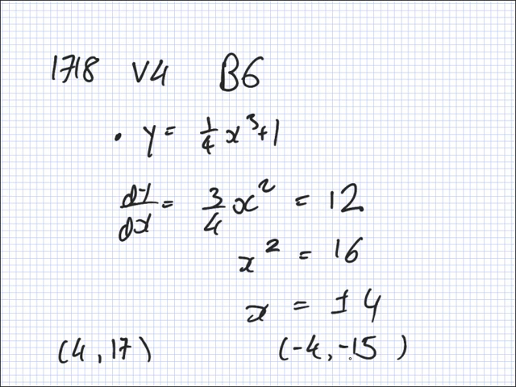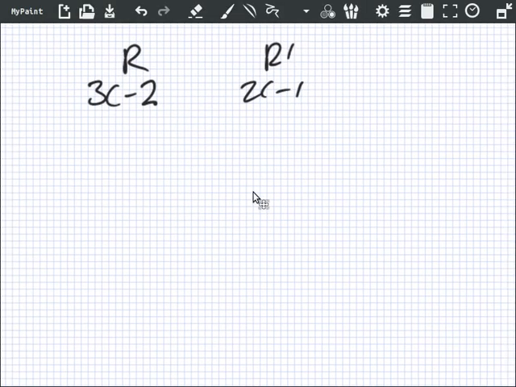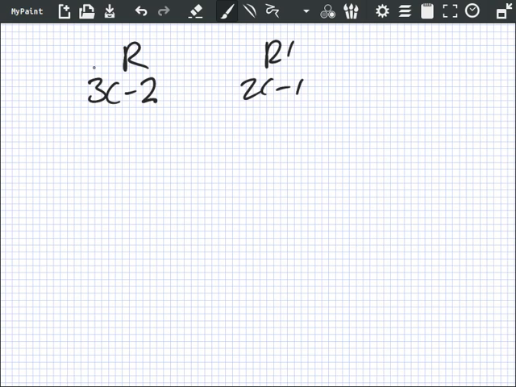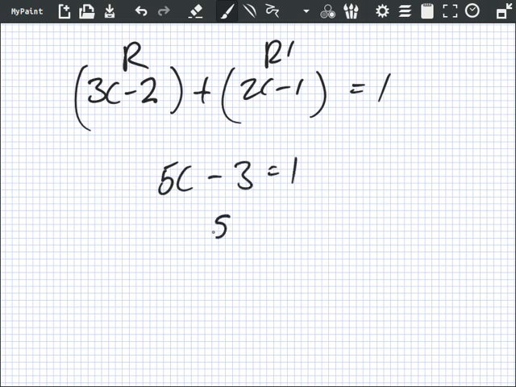Right, read the info. What have we got here? The probability that it rains on a given day is 3c minus 2. The probability that it doesn't is 2c minus 1. They say find the value of c. One thing we know is that the total probability has to add up to 1. So we get 5c minus 3 equals 1. So 5c equals 4. So c is 4 over 5.